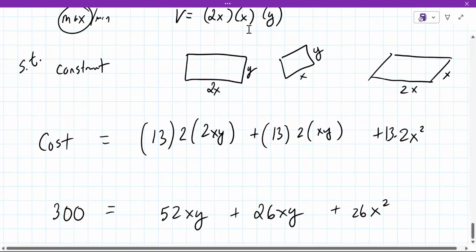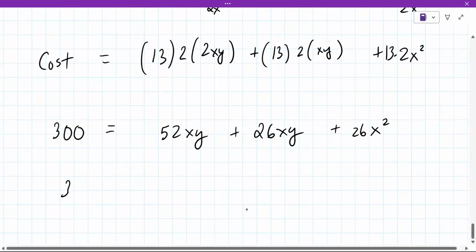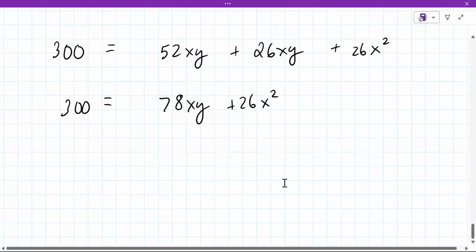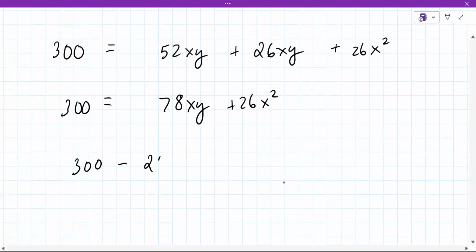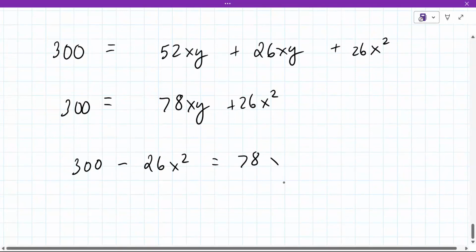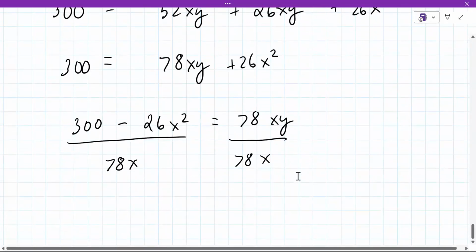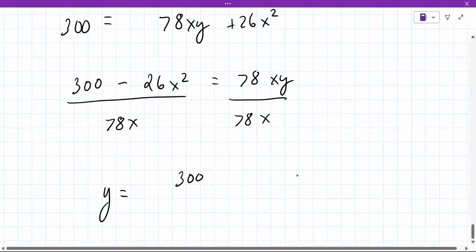Now, if it wasn't obvious before, you're going to solve for y, because y is the easiest one to substitute in for up here in the volume formula. So you've got to solve this for y. This is really 300 equals 78xy plus 26x squared. 300 minus 26x squared equals 78xy. And then you divide both sides by 78x. So y ends up equaling 300 minus 26x squared over 78x.